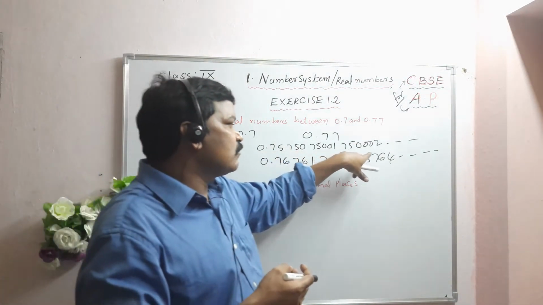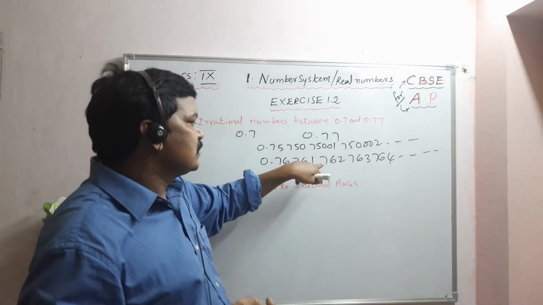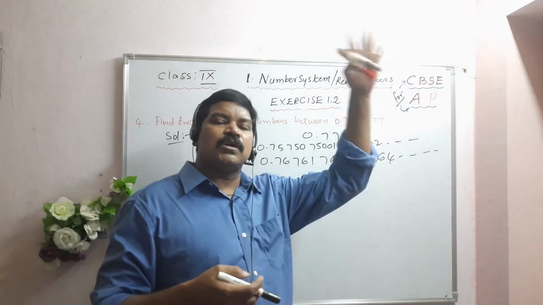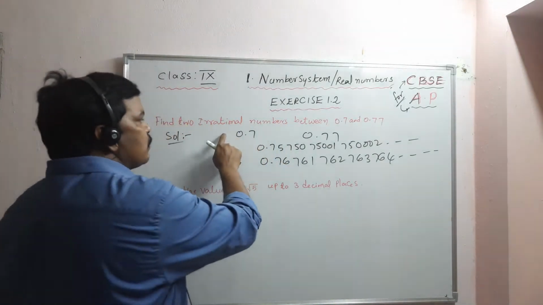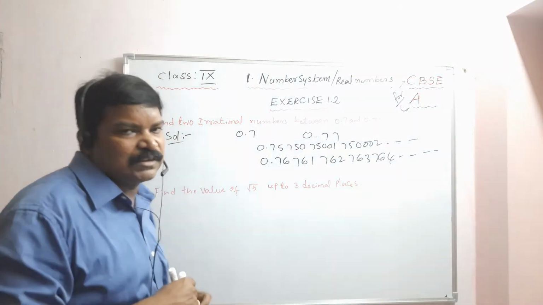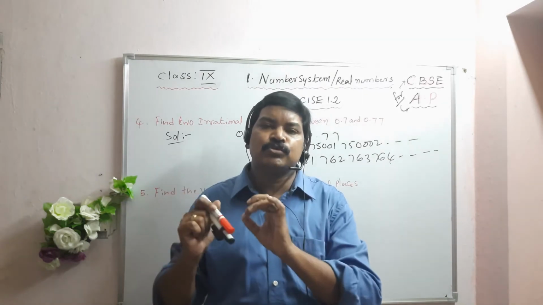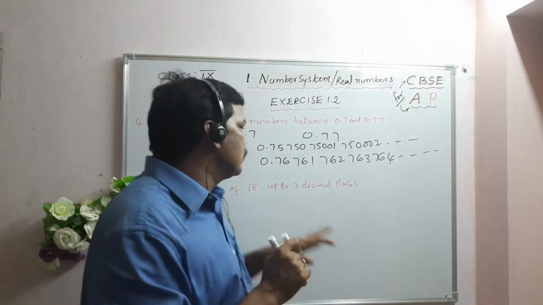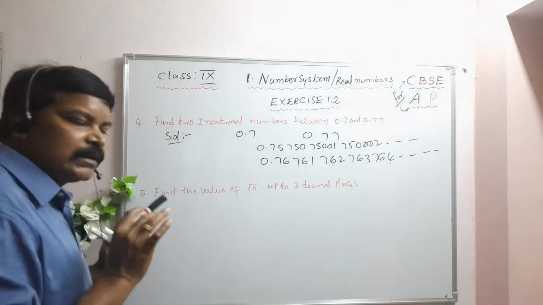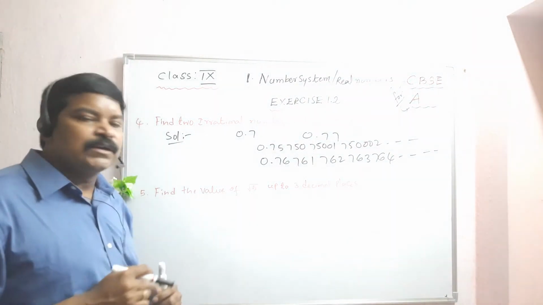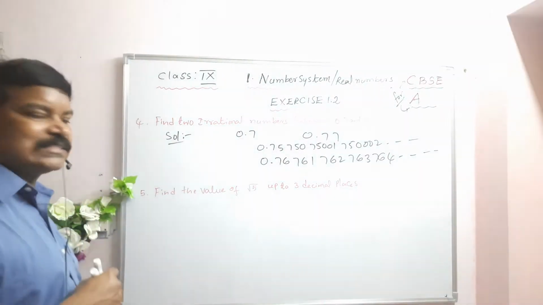0.75, 750, 75001, and so on, and 0.76, 1762, 763, 764, and so on, these two non-terminating, non-repeating decimals are irrational numbers between 0.7 and 0.77. Understand, children? That means take any two non-terminating, non-repeating decimals between 0.7 and 0.77. Now coming to the fifth question here, find the value of root 5 up to 3 decimal places.